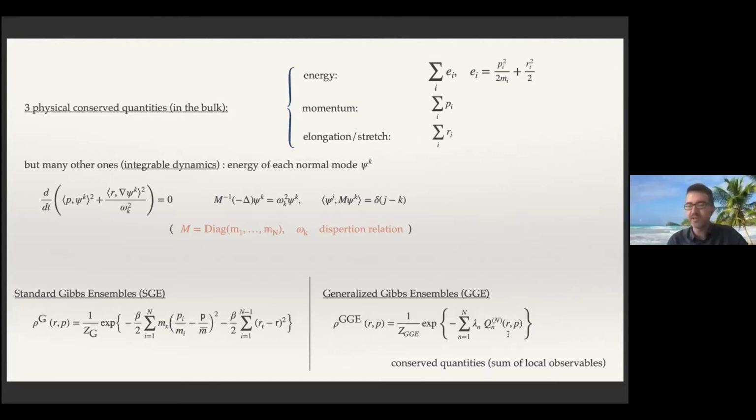But more generally, you can construct some set of conserved quantities, which are not these ones, but which can be expressed as a sum of the translation of some local quantities. And then you can introduce what is called in the Doyon-Spohn theory the generalized Gibbs ensembles, for which these ones are just a particular case. Okay, so this is the model I will be interested in this first part of this talk.